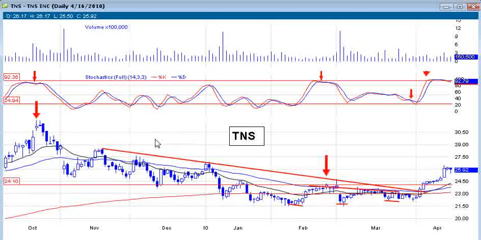So we'll start off with TNS here. This was a trade, and all of these trades are actually on the 10 for 1,000 watch list on the station, which is a watch list that I send out each week, every Sunday night.